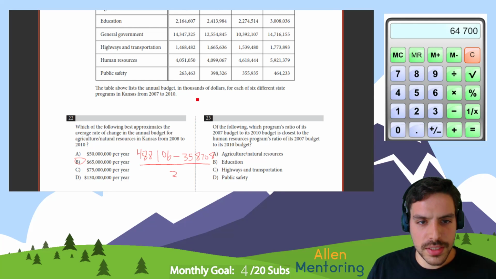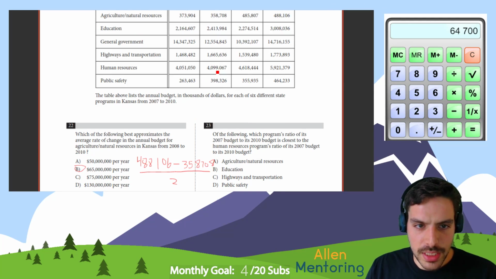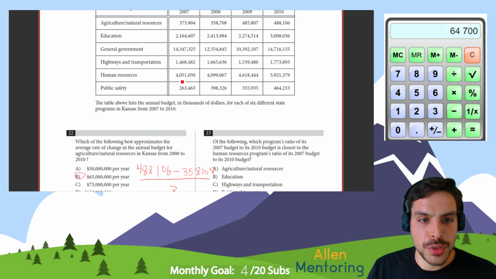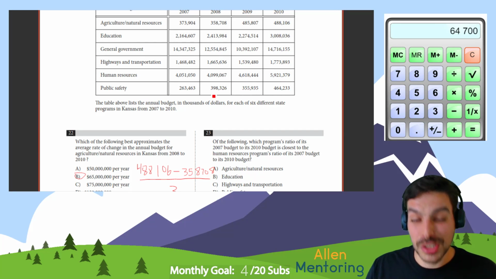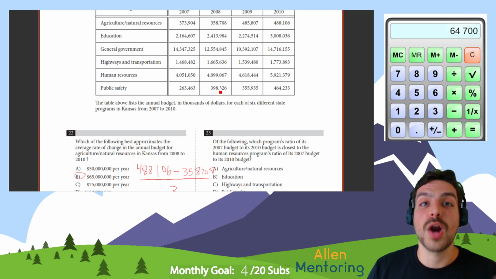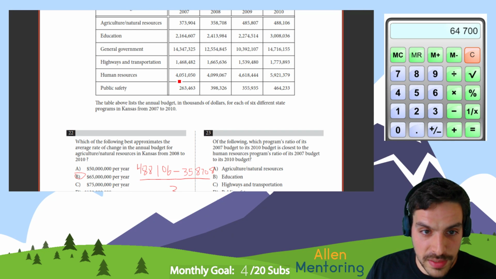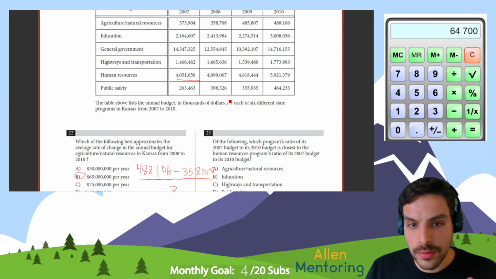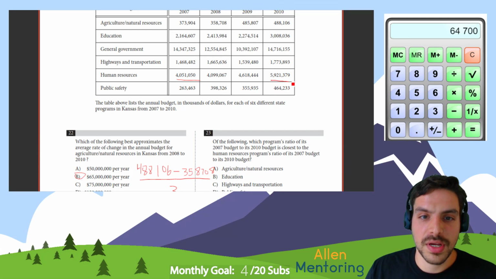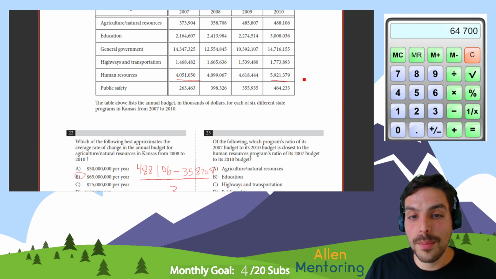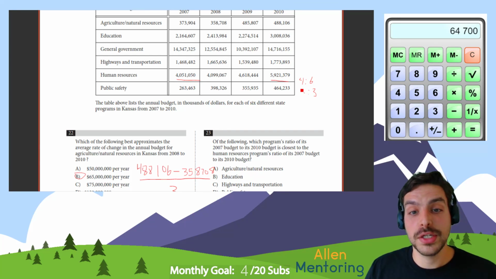So basically it's asking us which of the other categories has the same ratio as Human Resources does from 2007 to 2010. And it's saying which is closest. So that tells me that I probably want to approximate the ratio. So I see for Human Resources, it's 4 million to about 6 million. So if I'm doing 4 million to 6 million, I can reduce that to about 4 to 6 or about 2 to 3. So I'm looking for one of the other categories to have the same ratio. So something like 2 to 3.